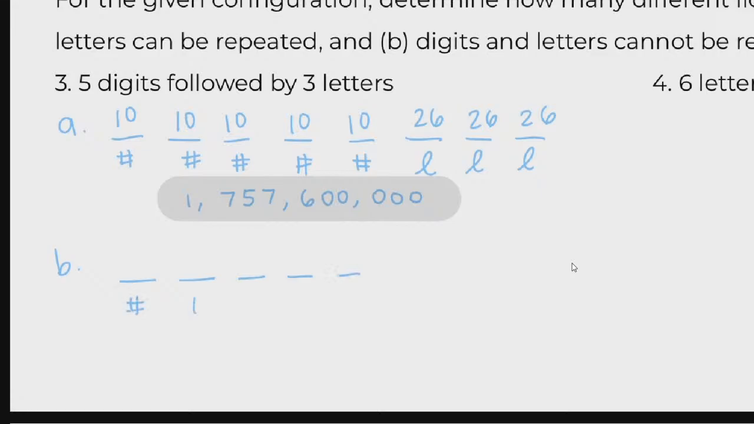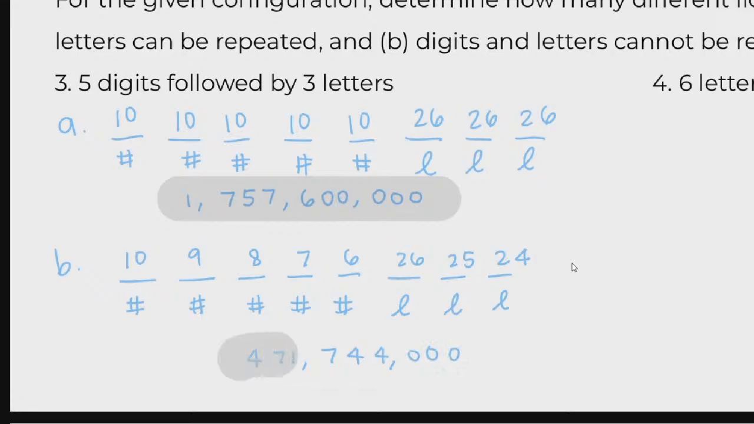Part B is when we're not allowed to repeat. So we still have the same setup. We have 5 numbers and 3 letters. So for the first digit, we have 10 choices, but after that, we have 9 because we already used a digit, so we cannot repeat that digit. And after that will be 8, 7, and 6. And for the letters, we start with 26 choices, and after we choose a letter, we cannot repeat it, so we have 25 and 24. And once we multiply that, that will be 471,744,000. So those are the number of combinations there are.